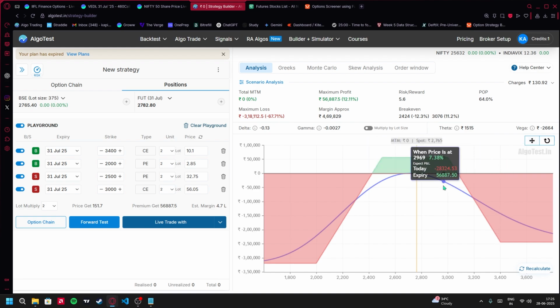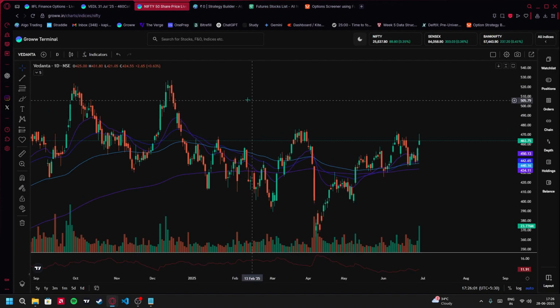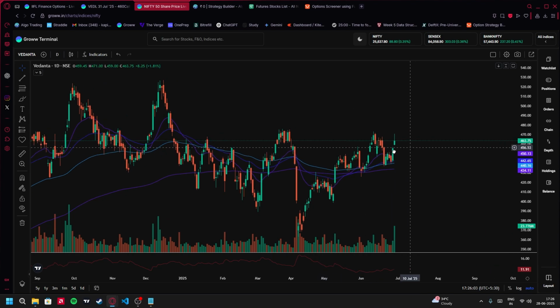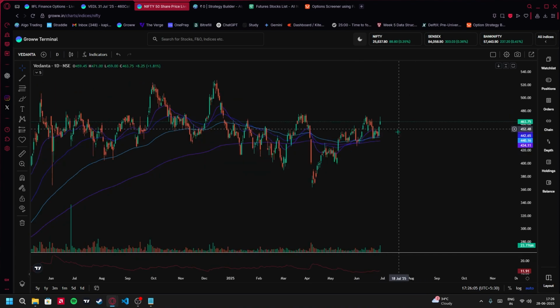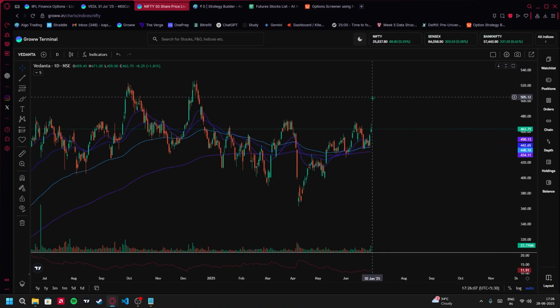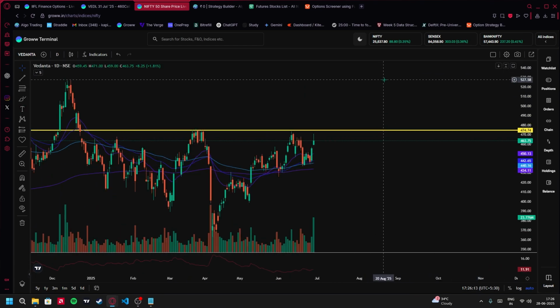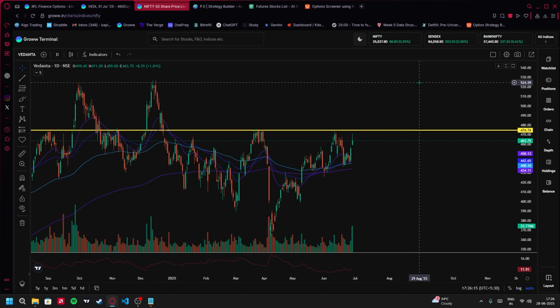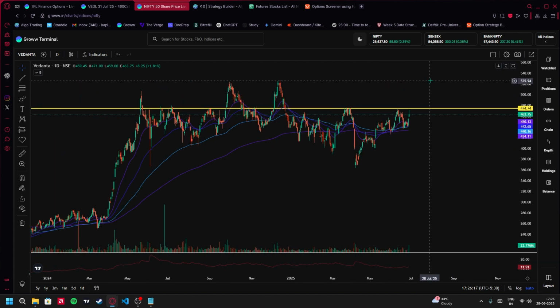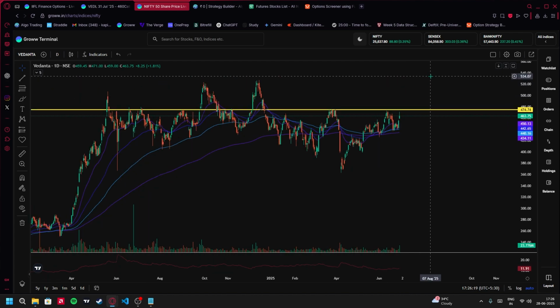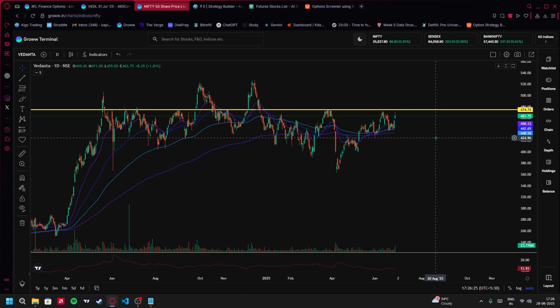Now, let me explain the entry criteria. If you're doing non-directional, just enter whenever you feel the market is going to go range bound. For example, Vedanta over here. Vedanta is at a resistance. If it breaks out, it will go to more than 520 and attempt to reach an all-time high. But if you think the market is going to be range bound, just enter anytime you want.